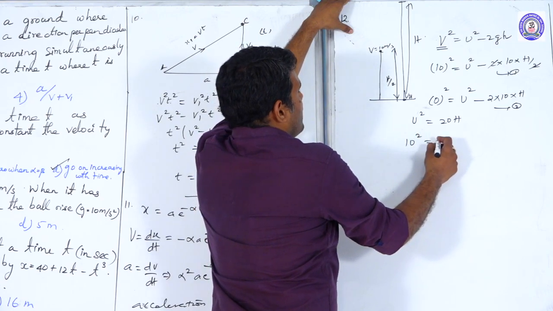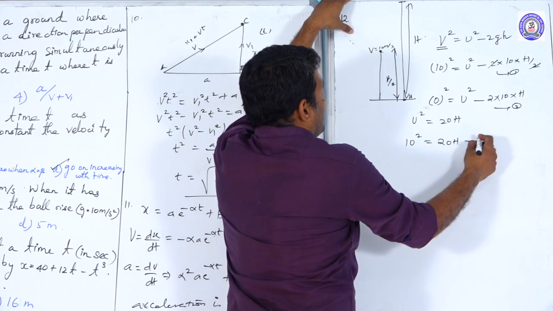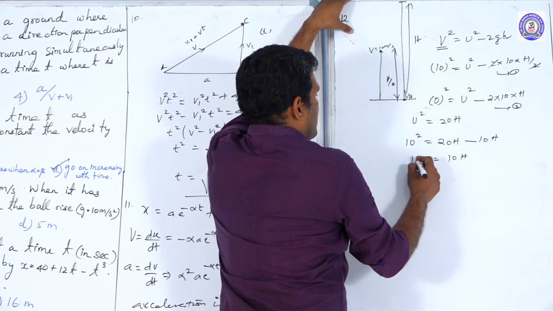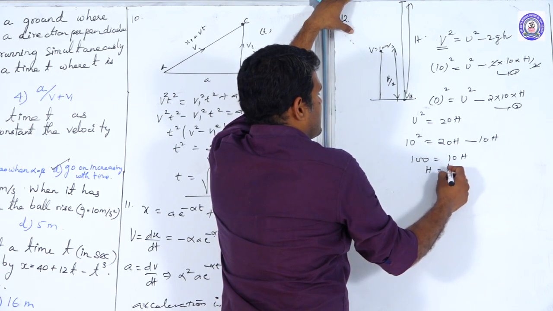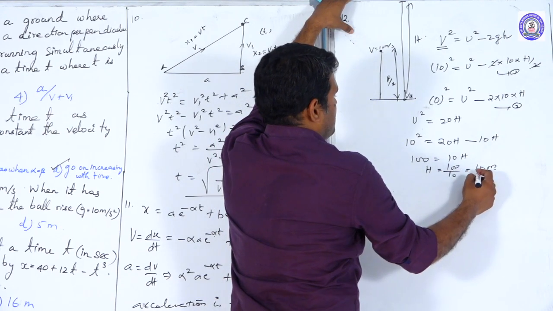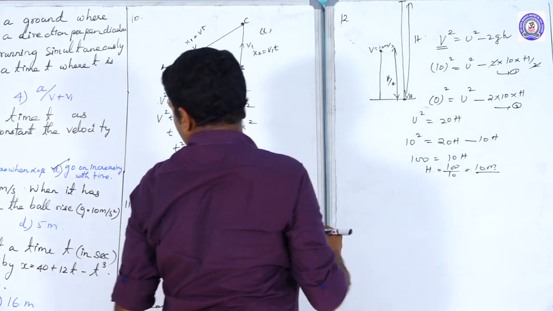10 square equals 20h minus 10h. This is 10h, which is equal to 100. h equals 100 by 10, which is 10 meter.